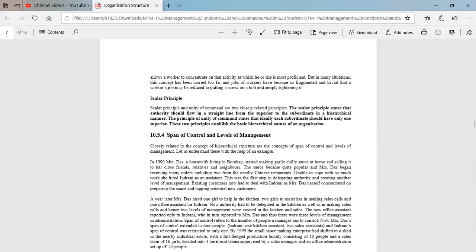So, scales of span of control and levels of management. As you know, there are three levels of management: the top level, the middle level, and the lower level. So how much control does each level have? This part says what the span of control is.